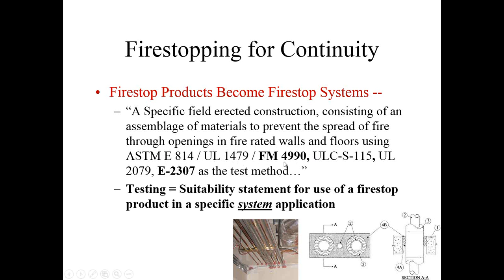In industrial facilities and other facilities that are insured by FM Global Insurance Company, you'll find that this standard, FM 4990, is requested. The ULC S115 incorporates all of UL 2079, which is the standard from UL for joints, and UL 1479. So L rating is possible in Canada. W rating is possible in Canada as well.